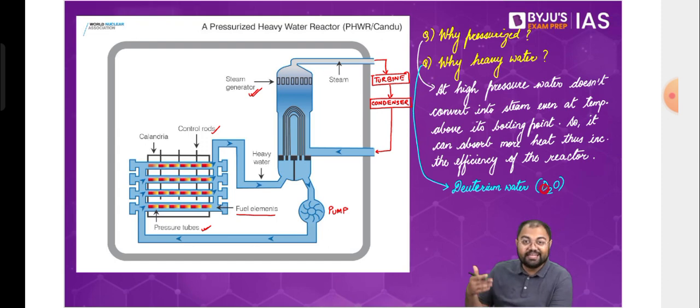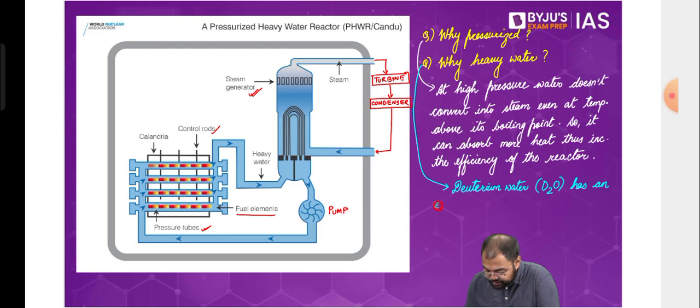Why not use T2O, that is tritium water, instead of deuterium water? The reason, something we just discussed 10 minutes back, is that tritium water is highly unstable. Deuterium water is not unstable. So using tritium water would be a very, very difficult task for us. That's why we don't use tritium water, and we are happy with using deuterium-based water, that is heavy water. So this heavy water has an extra neutron.